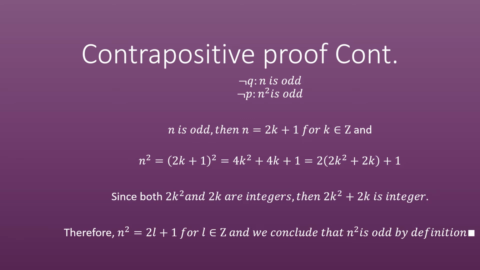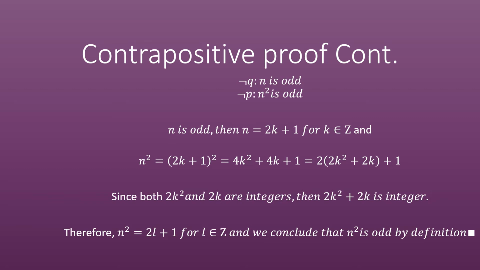And what is non-Q? Non-Q: n is odd, and non-P: n squared is odd. So let's start our proof. If n is odd, then n can be expressed as 2k plus 1 for some integer k. And n squared is equal to (2k plus 1) squared. And we distribute that, you get 4k squared plus 4k plus 1.